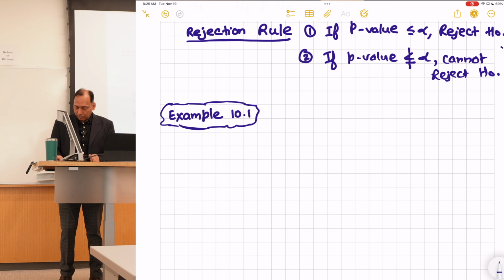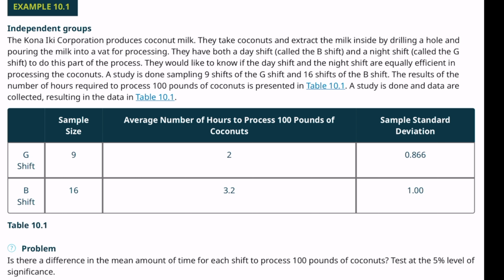So let's look at this example. You have data from a company that produces coconut milk. They take coconuts and extract milk inside by drilling a hole and pouring the milk into a vat for processing. They have a day shift, and then there's a night shift. They would like to know if day shift and night shift are equally efficient in processing coconuts. So they conduct a study and collect data from 9 night shifts and 16 day shifts, and the average number of hours to process 100 pounds of coconuts.